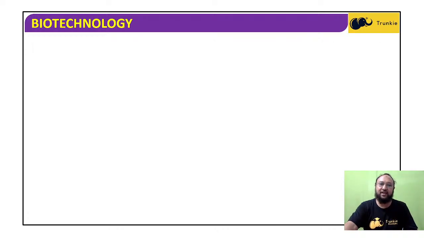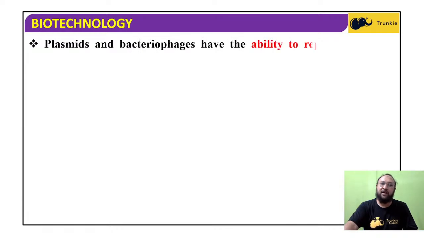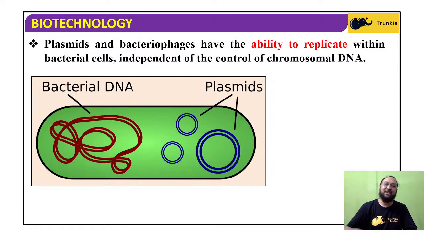Now plasmids and bacteriophages have the ability to replicate within the bacterial cells, independent of the control of chromosomal DNA. This is the advantage, because when we introduce a particular segment of DNA or a gene into the plasmid, it can multiply and replicate independent of the DNA in the genomic DNA. That is one of the advantages we get from this. Even in the bacteriophage, it is independent of control of chromosomal DNA.